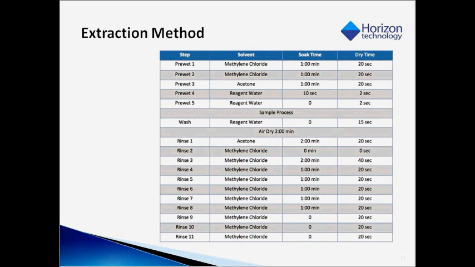Here is depicted a table with the extraction method. The DVB disk needs first to be conditioned in order to be prepared to accept your water sample. The extractor system performs automatically three pre-wet steps using first methylene chloride or DCM, also known as the eluting solvent, or the final eluting solvent you are going to use. Then acetone is used as a follow-up solvent to prepare the DVB disk to water. Finally, the disk is conditioned with water, and this will stop the pre-wet steps.